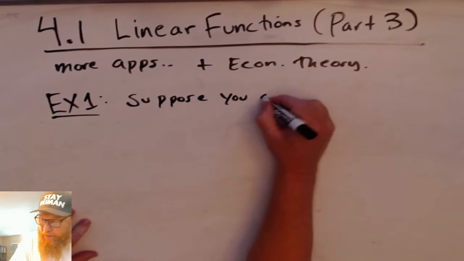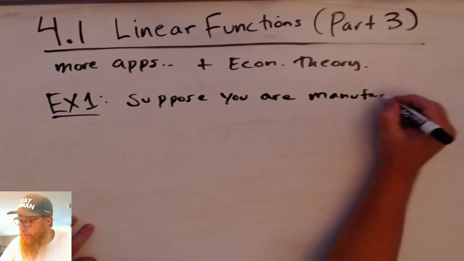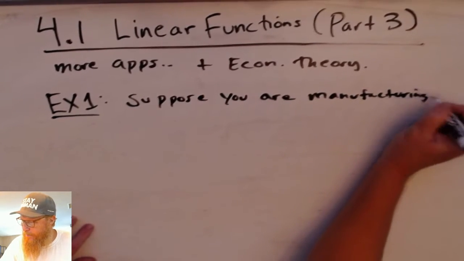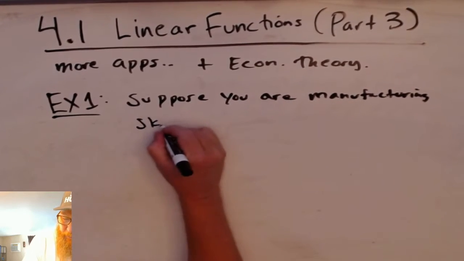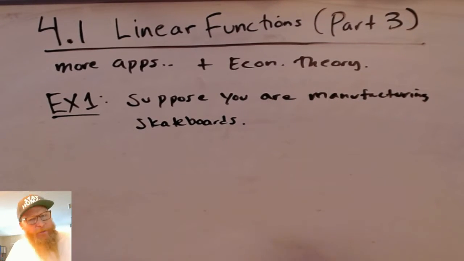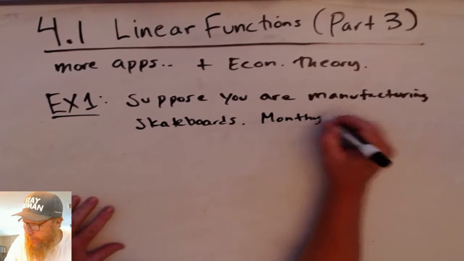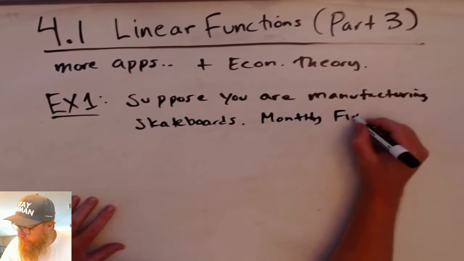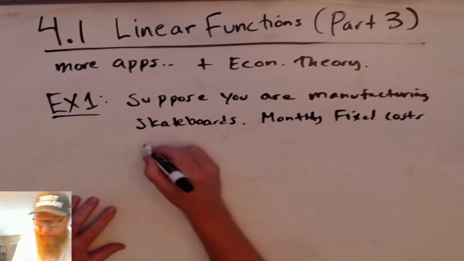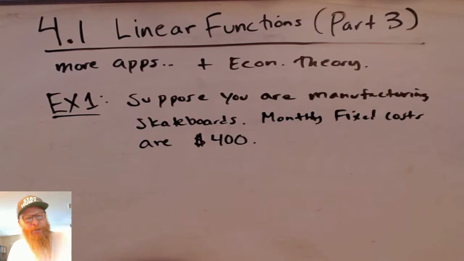Suppose you are manufacturing skateboards. So you set up a little factory, and you got cheap rent. You got a really good deal. The monthly fixed costs are $400. You got a cheap little factory. You're going to run a skateboard shop here.